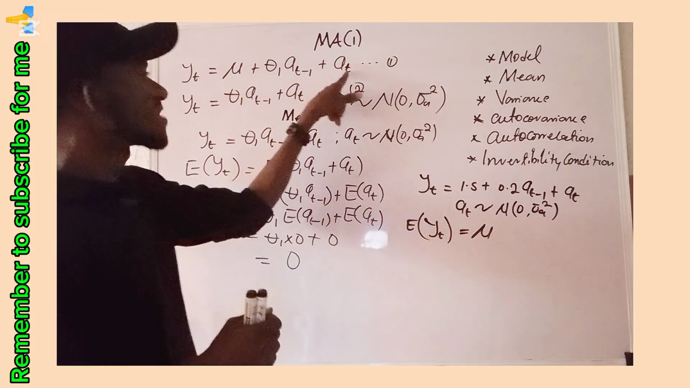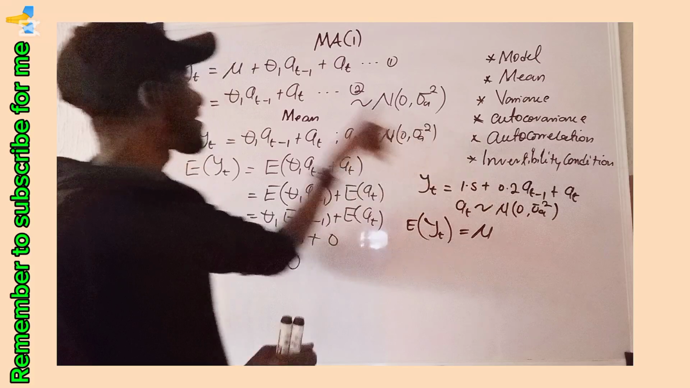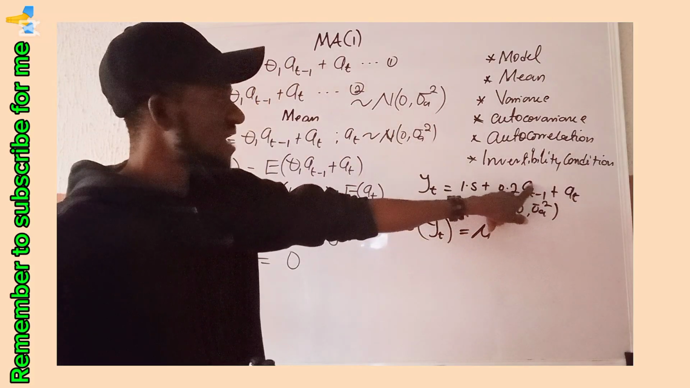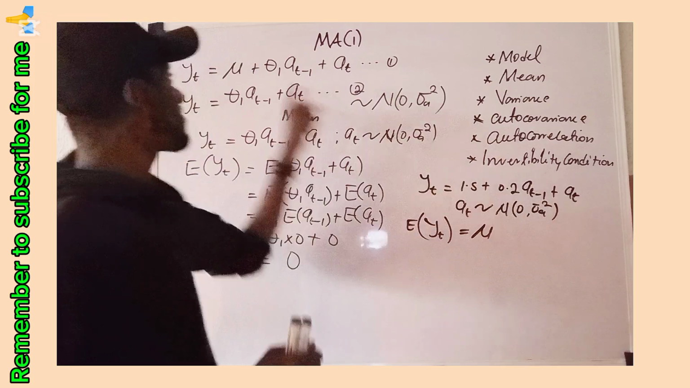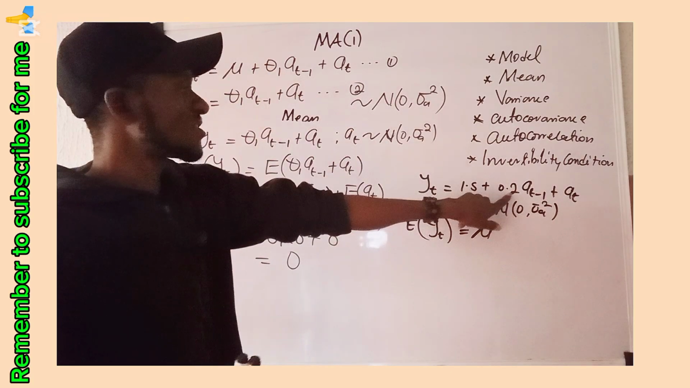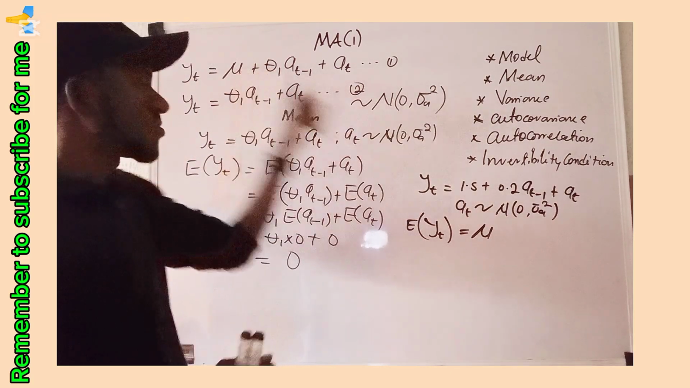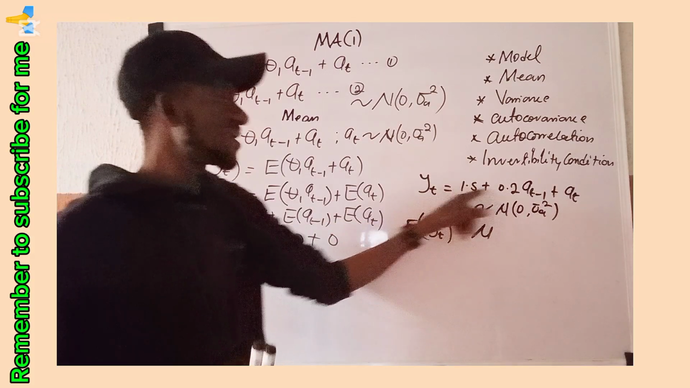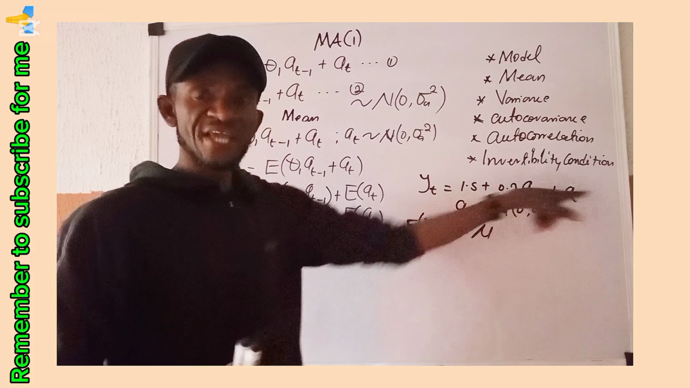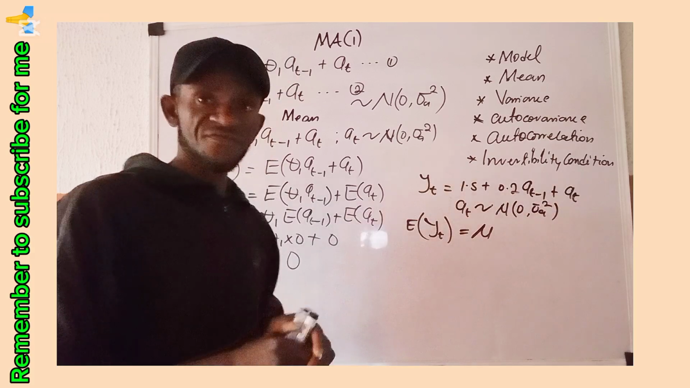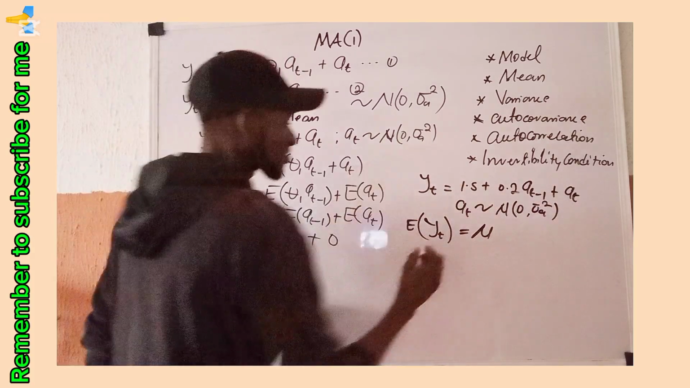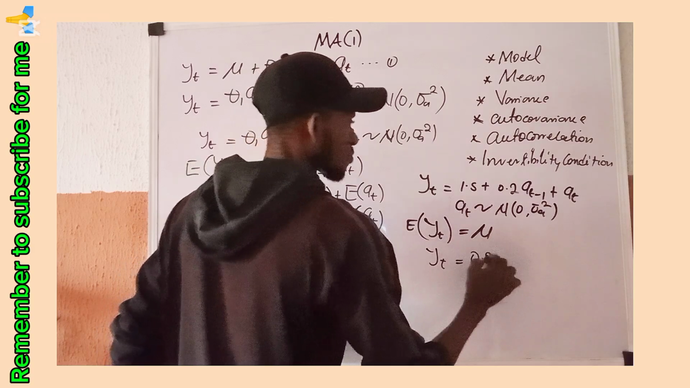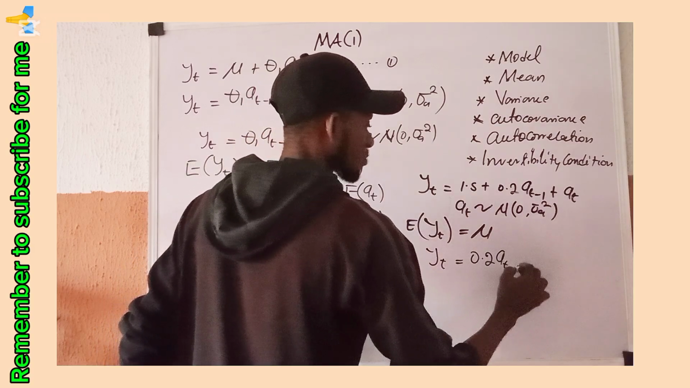Here is a term with a of t. Look at a of t here. Here is a term with a of t minus 1. Here is a term a of t minus 1. By implication, theta 1 here is 0.2. Here is our mu, and this 1.5 is the only constant here. So the mean of the model here is 1.5.